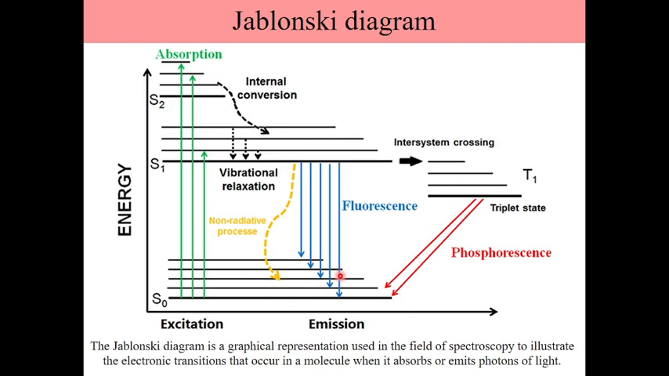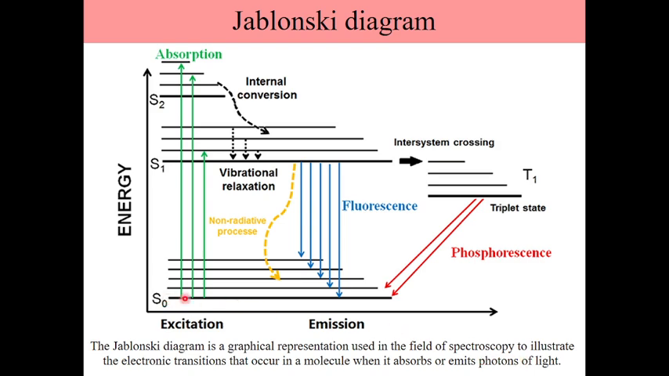So we will look at this Jablonski diagram. So whatever I was telling you until now, all of that plus more has been depicted in this diagram. So Jablonski diagram is a graphical representation used in the field of spectroscopy to illustrate the electronic transitions that occur in a molecule when it absorbs or emits photons of light.